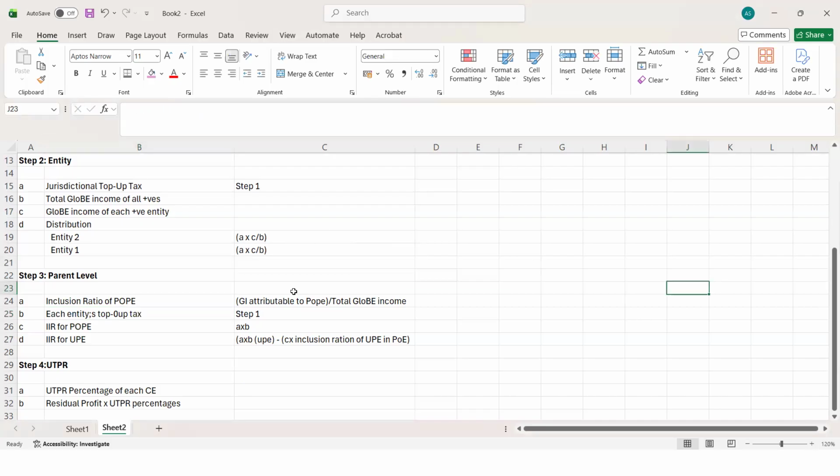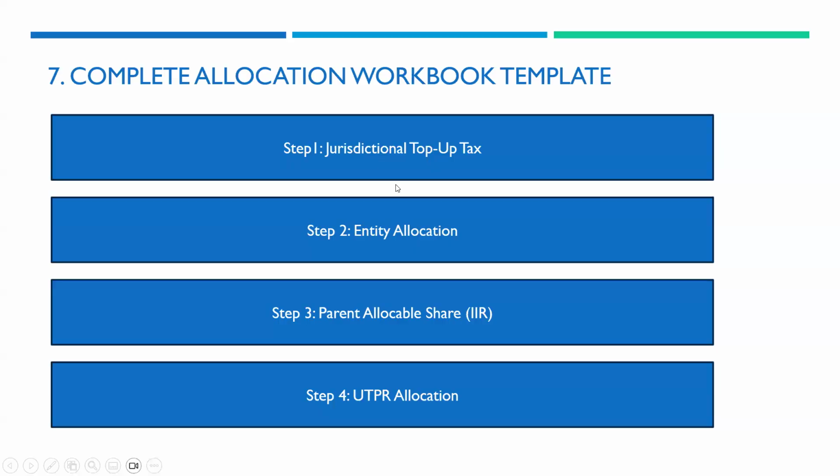Then we will find that. So this is how the whole formula book will look like. It's okay, you can keep on listening. So this is how the entire workbook template will look like.